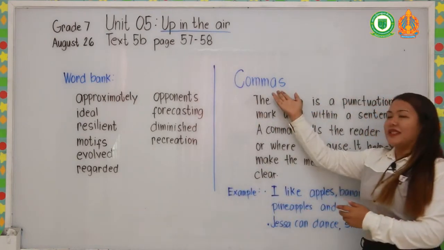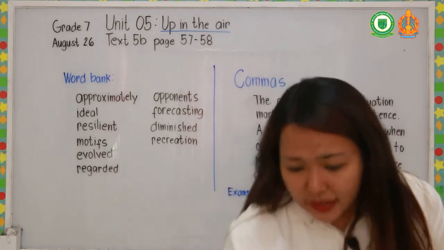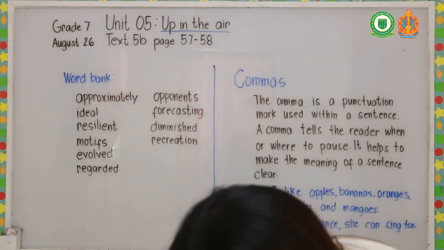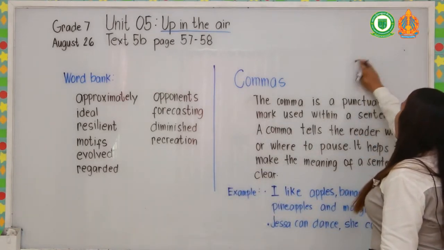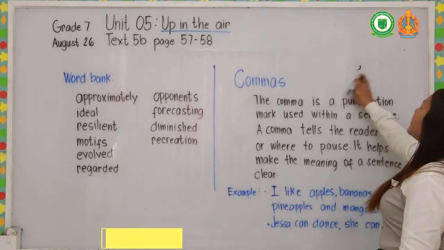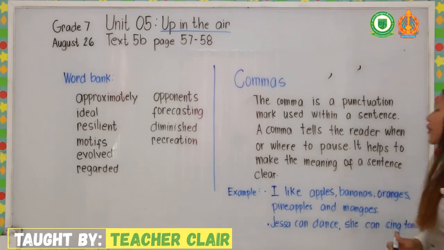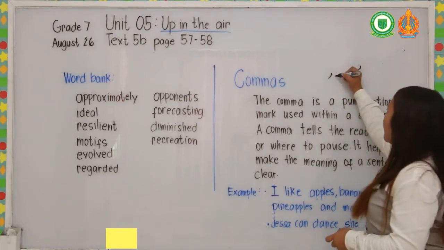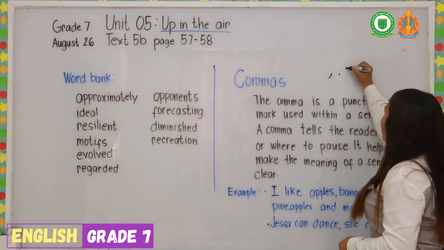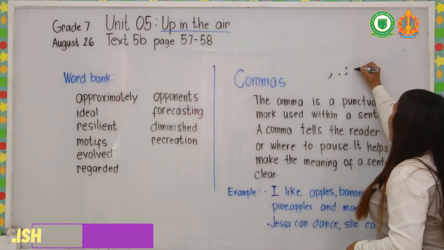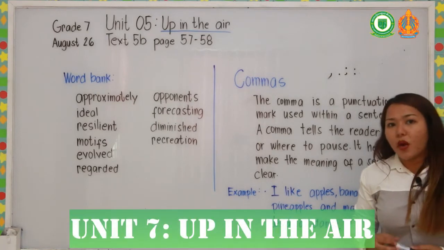Okay, so commas. What are commas, kids? I think you already know what this is. What does it look like? Commas, right? It's very small. This is a punctuation mark. We call this one a punctuation mark. Period. It's a punctuation mark. Semicolon, colon. We call these punctuation marks.